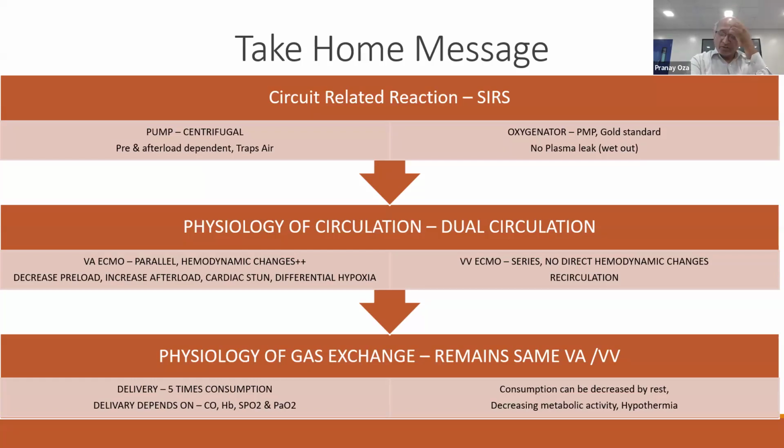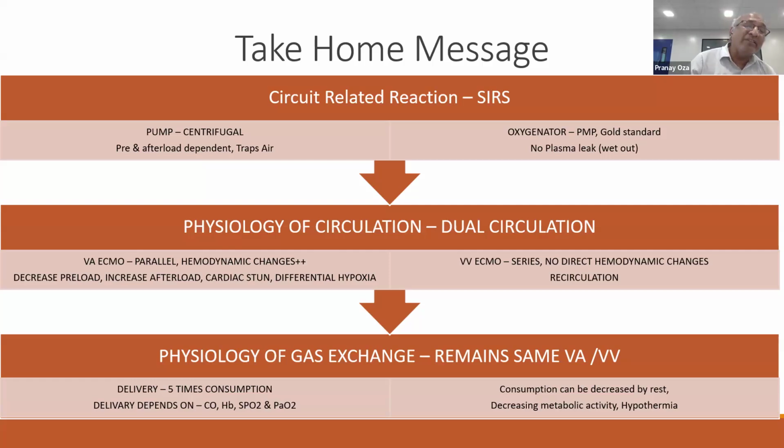There are always dual circulations when you put the person on ECMO. In VA ECMO, the dual circulation is parallel to each other. In VV ECMO, it is in series with each other. And that's why there are a lot of hemodynamic changes when it comes to VA ECMO, but very few hemodynamic changes when it comes to VV ECMO. The problem with VV ECMO is going to be recirculation because both the cannulas are in the vein. And the problem with VA ECMO is going to be decrease in the preload, so your cardiac stunning and differential hypoxia.